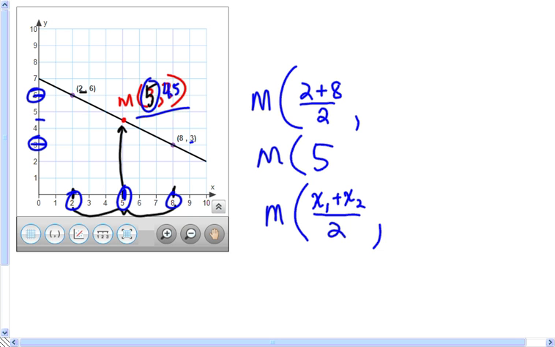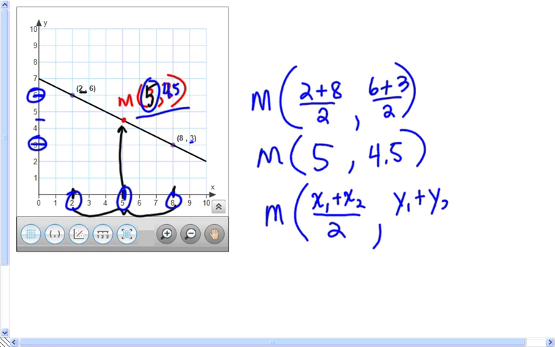So all we need to do there is the same thing. We need to add 3 plus 6, or 6 plus 3, and divide that by 2. So find the average of those y coordinates. 6 plus 3 is 9, divided by 2 is 4.5. So for the y coordinate, we just took our two y values, added them together, and divided by 2. Well, that's the midpoint formula. It's just finding the average of the x coordinates and the average of the y coordinates. And that gives you the midpoint.